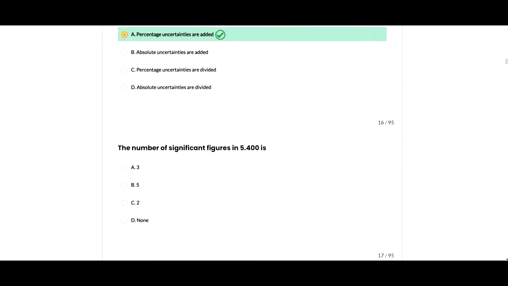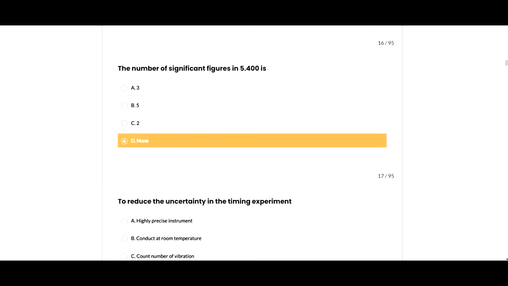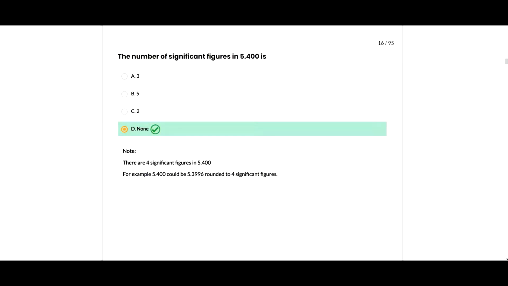The next MCQ. The number of significant figures in 5.400 is. So it's a simple question. In this question the correct option is given here. This will be D option because there are 4 significant figures in 5.400. For example, 5.3996 could be rounded to 5.400, which is rounded to 4 significant figures. So must remember there are 4 significant figures in 5.400. So here D option is correct.